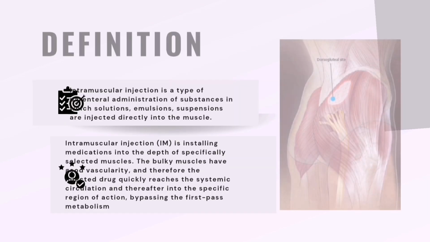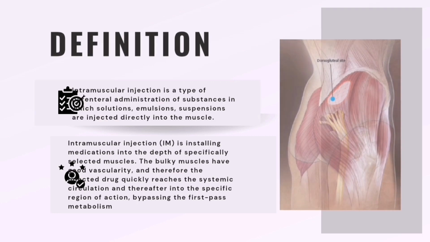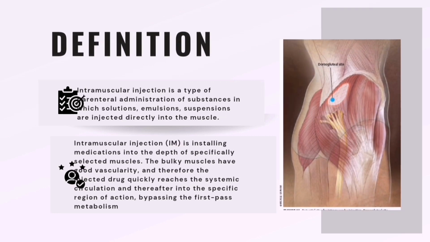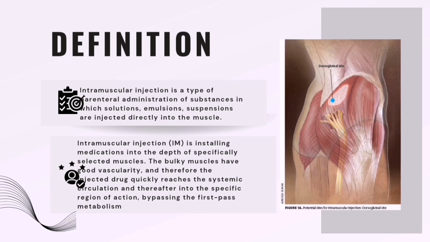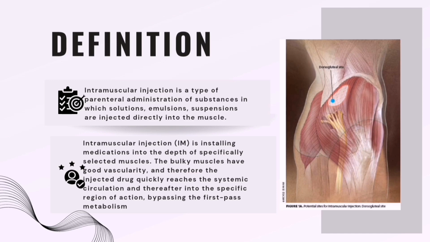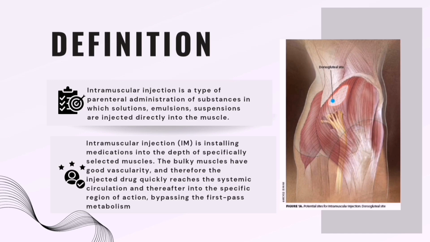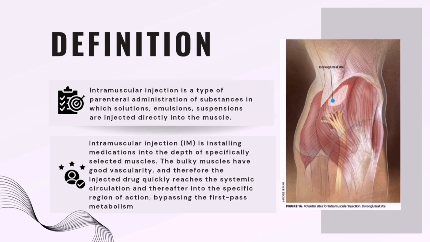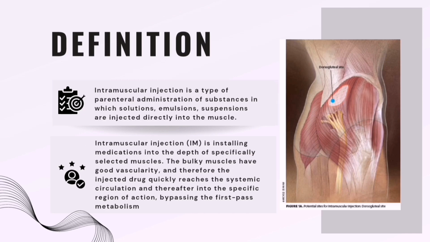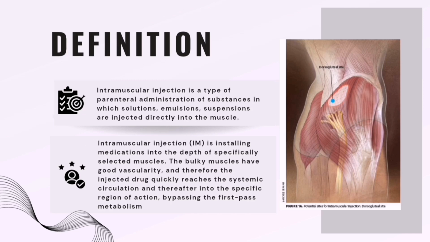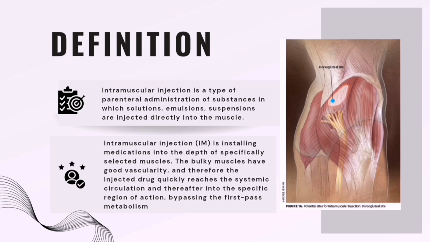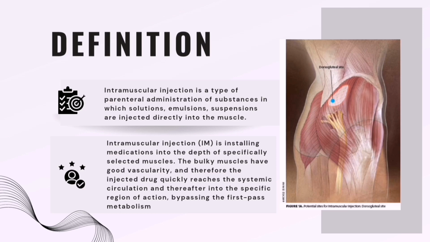Definition: intramuscular injection is a type of parenteral administration of substances in which a solution, emulsion, or suspension is injected directly into the muscle. Intramuscular injection is installing medications into the depths of specifically selected muscles. The bulky muscles have good vascularity, and therefore the injected drug quickly reaches the systemic circulation and thereafter the specific region of action, bypassing the first pass metabolism.